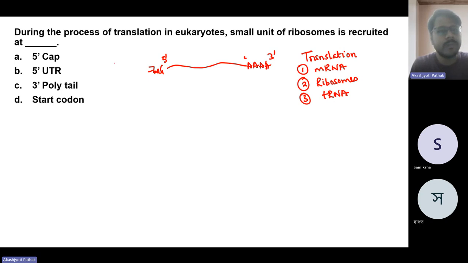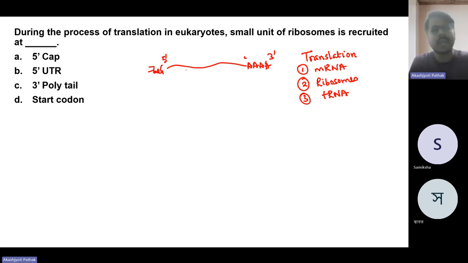Okay. What you have to answer here is where the ribosomes, which will be recruited for the synthesis of the protein, would be recruited. Will it be at the 5' cap, or at the 5' untranslated region? The mRNA first has a 5' cap, then there is an untranslated region. This untranslated region has the Kozak sequence in eukaryotes and the Shine-Dalgarno sequence in prokaryotes, and these act as the ribosome binding site. Or will it be recruited at the start codon? So what is the start codon?